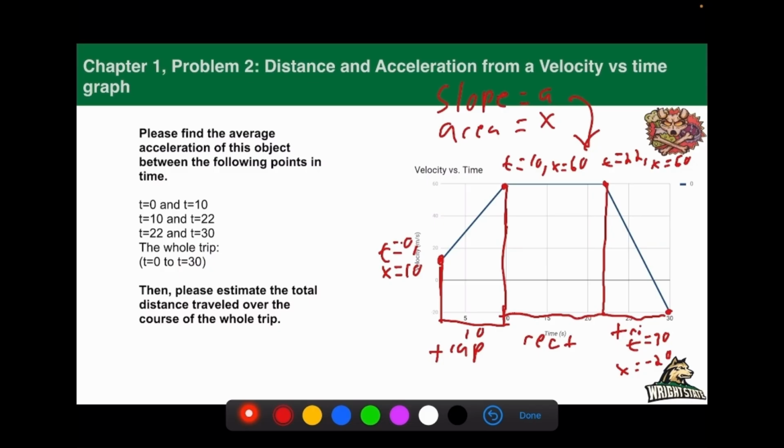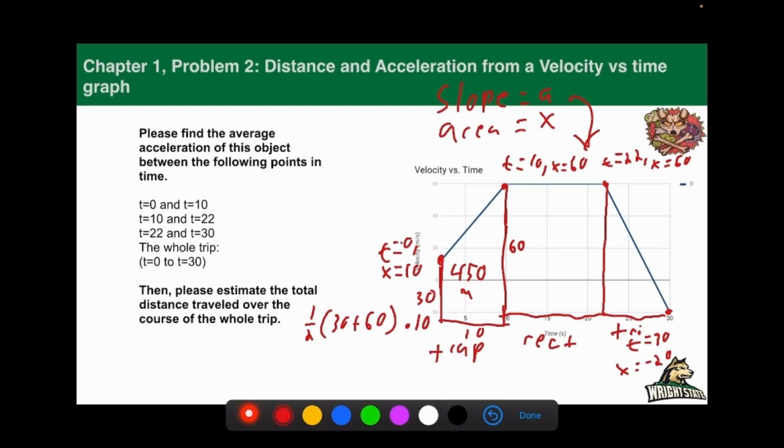So area of a trapezoid is average of your bases times your height. My height here is 10. This base is 60. This base is between negative 20 and 10 is 30. So that's going to be 1/2 times 30 plus 60, times your height. 1/2 average of your bases times that is area of a trapezoid. So for this part, it's going to be 30 plus 60 is 90. Half of that is 45 times 10 is 450 meters.